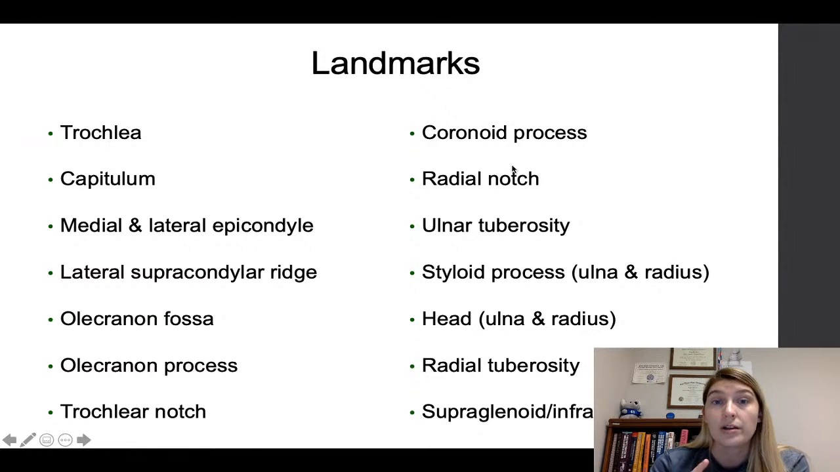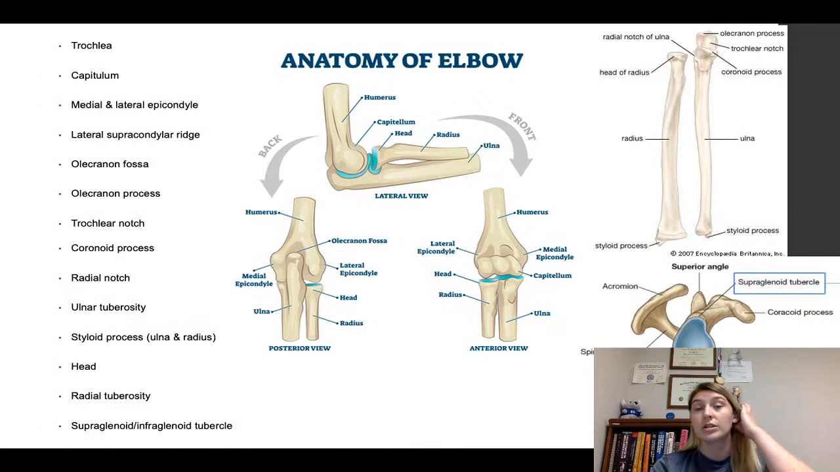There's three technically new ones I want to talk about: the styloid process and the supraglenoid and infraglenoid tubercle. So those are going to be new. So in this picture, I'm just going to go over everything we already know. So we have our trochlea and our capitulum, which we know is the distal little knuckle aspect. We have that capitulum on the radial side, trochlea on the ulnar side.